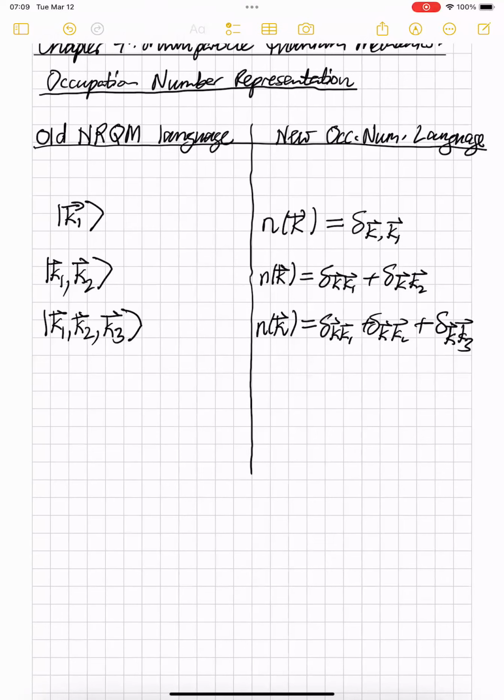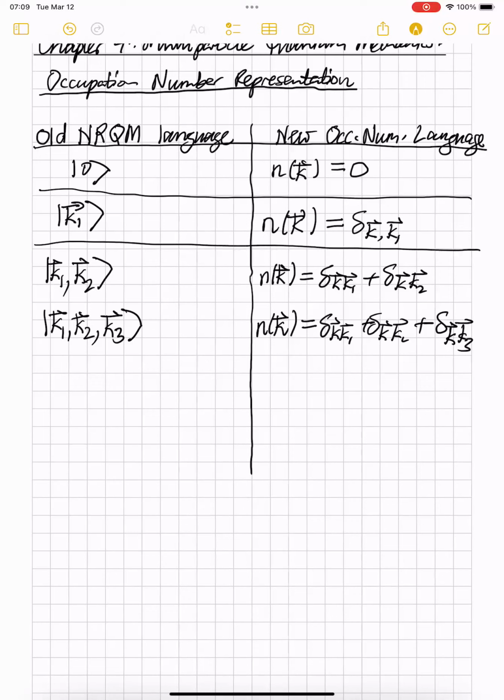Now, of course, one entry that is missing from this list, I could have the state with no particles, the vacuum, and this just corresponds to an occupation number which is equal to 0. Okay, let's just fill in some lines so that the table is absolutely clear.